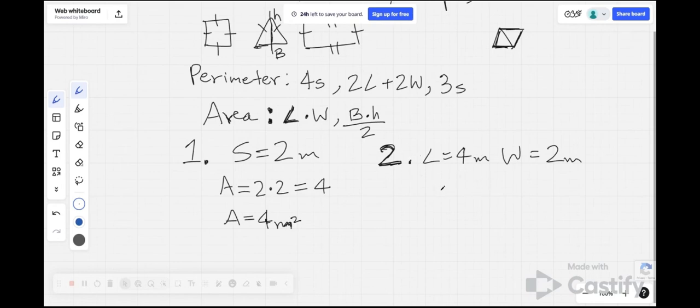So for an area, it would be the same as a square, so length times width. So that would be area is equal to 4 times 2, which would equal 8. So area would be equal to 8. And since we have units, it's again 8 meters squared.